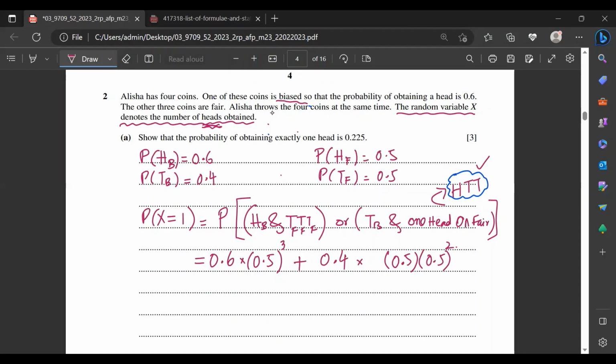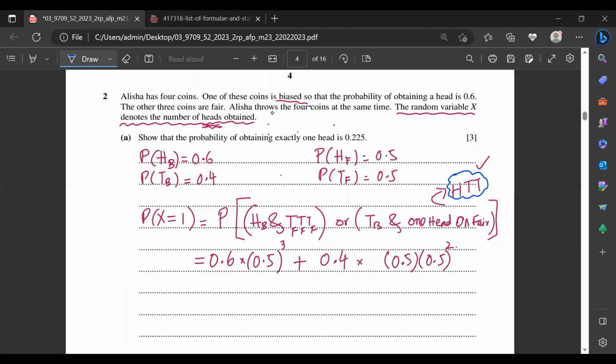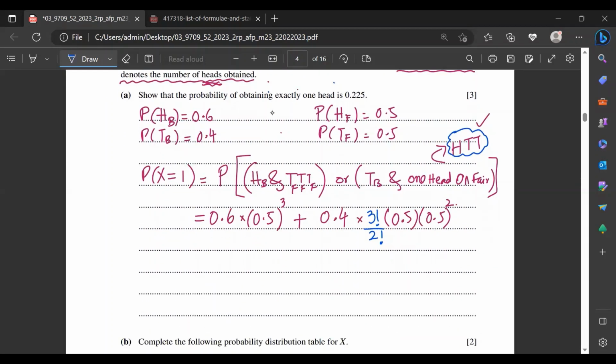So as stated earlier, for one head on the fair, the head can be at any position, first, second, or third. So we need to recall the basic concept of permutation and combination: head, tail, tail can be arranged in how many ways? This can be arranged in 3 factorial divided by 2 factorial ways. So instead of writing head, tail, tail, and then tail, tail, head, and the third possibility, why not just write 3 factorial over 2 factorial? In this way, you can cover everything.